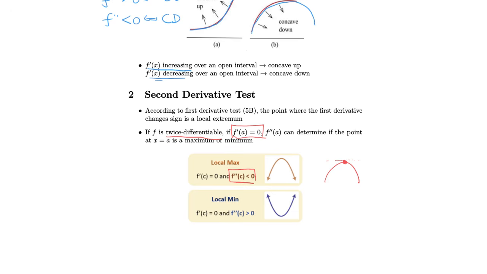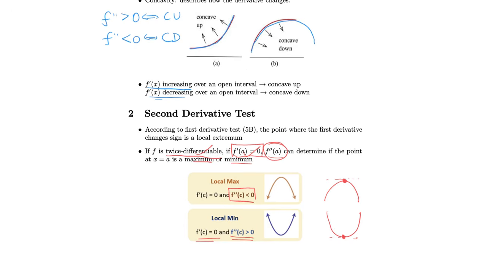Similarly, if f prime prime is greater than 0, then you have this upward curving curve. And at the point where the derivative is 0, you would have a local minimum. So basically, you would just need twice differentiable, derivative is 0, and the sign of the second derivative to tell if a point is a local maximum or a local minimum. So that is the second derivative test.